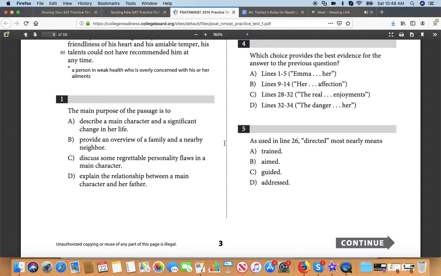She's a neighbor at the end, but that's it. And it's not even really so much about the family. It's not the main purpose. Does that make sense? You can eliminate that based on the evidence, right? It's more about Emma and less about the family. Anyway, I don't like B. We can get rid of it. Try C.